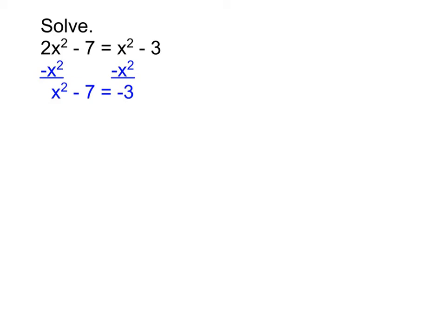All right, so in order to be able to finish solving it from here, I want to get rid of that minus 7. So I'm going to add 7 to both sides. I now have x squared equals 4, so I have to get rid of the squared. The opposite of squaring it is square rooting it. And remember, when we introduce that square root symbol, we also introduce the plus or minus.